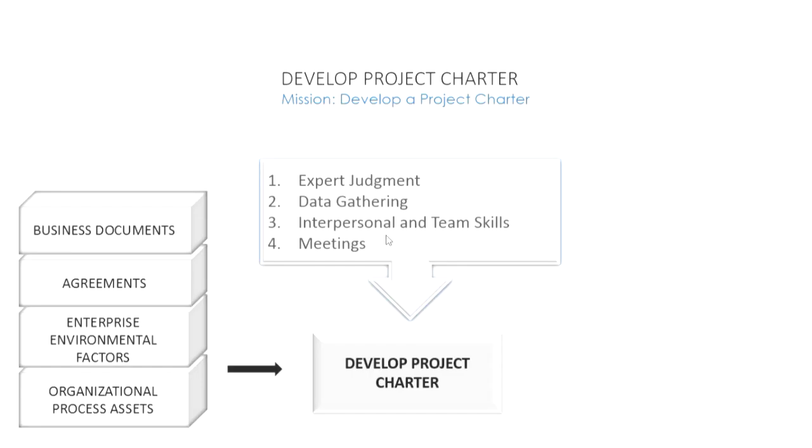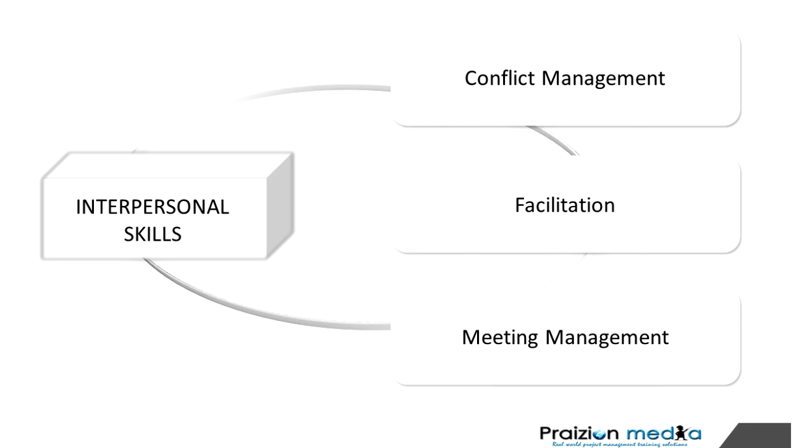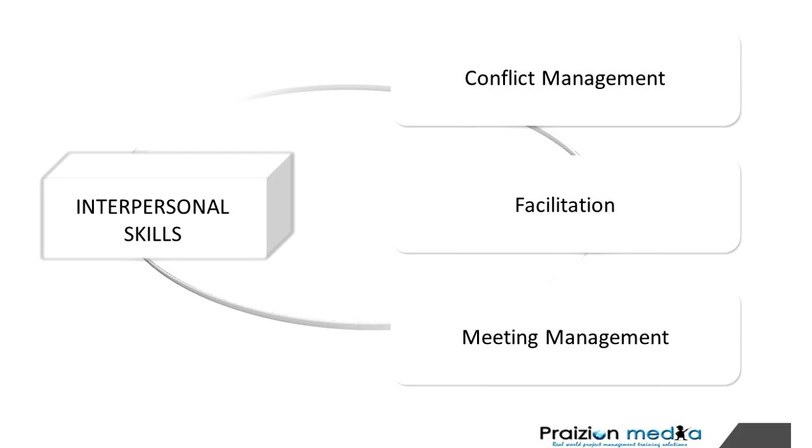The next tool and technique here is interpersonal and team skills. So when we talk about these interpersonal skills, a few of these come to mind. First of all, conflict management. As you're developing the charter, it is not strange to have conflicts begin to emerge. Well, if the project manager has good conflict resolution skills, good conflict management skills to bring people into dialogue and to get them into a win, that is one very important skill in developing the charter.